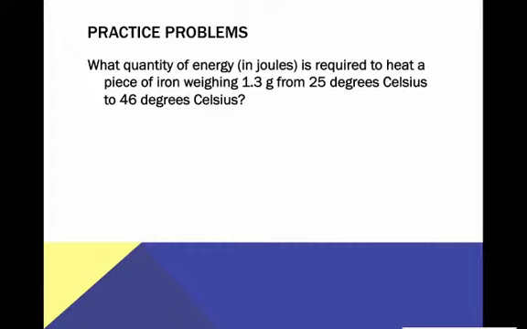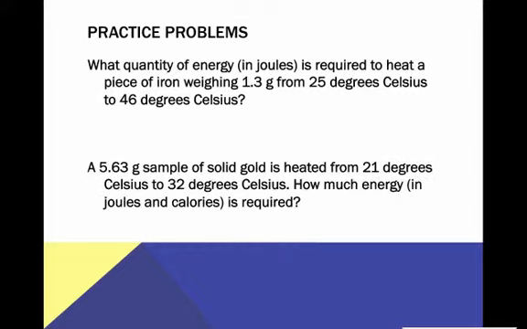Okay, so we've got another practice problem here. What quantity of energy is required to heat a piece of iron weighing 1.3 grams from 25 degrees Celsius to 46 degrees Celsius? Okay, so there's a formula that we need to be able to make this calculation. The same with this one. We've got a 5.63 gram sample of gold. It's heated from 21 degrees to 32 degrees. We need to figure out how much energy, in joules and calories, is required.